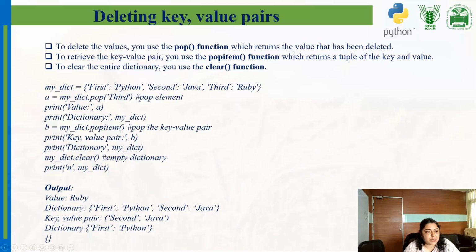Then b equals mydict.popitem. It will delete the last key value pair, that is second Java. Okay. Then next is your clear method. It will delete the entire dictionary, meaning it will clear the dictionary. Now we have an empty dictionary.